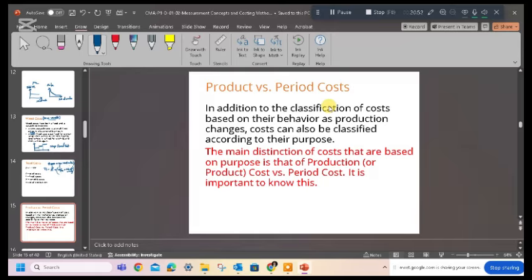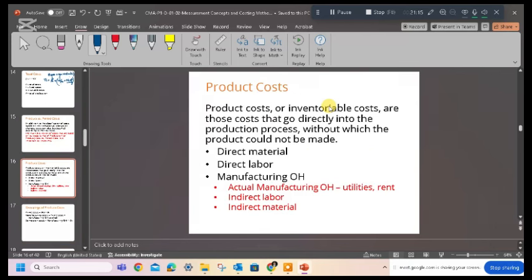Product versus period costs. In addition to the classification of costs based on their behavior as production changes, costs can also be classified according to their purpose. The main distinction of costs based on purpose is production cost versus period cost. What is production cost? Whichever increases or decreases with the production level, or is connected to the production. Let me show you examples here.